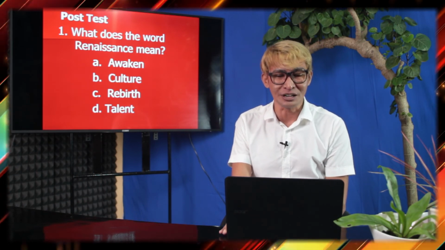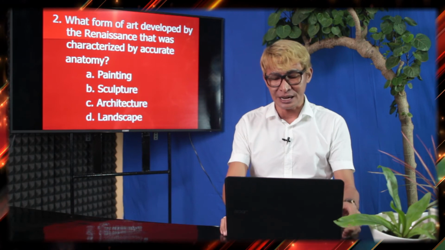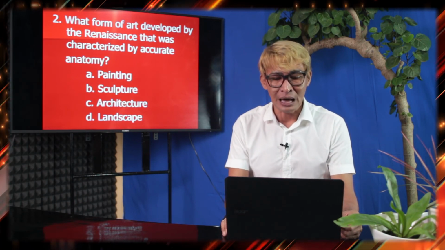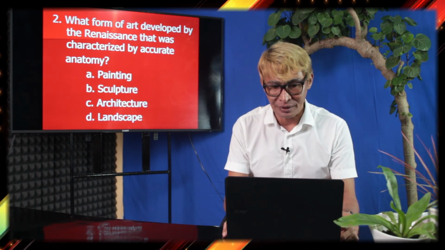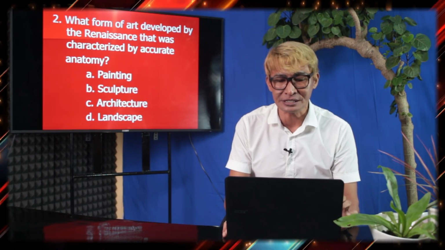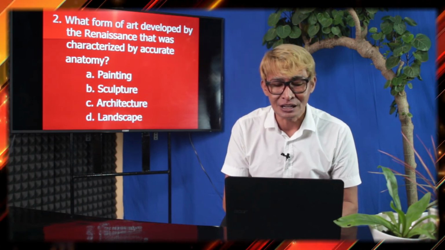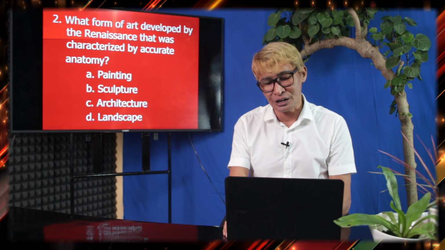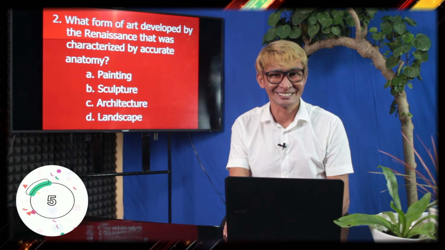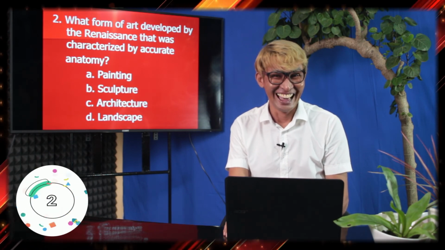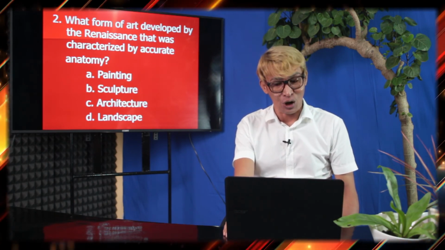Rebirth. Question number 2. What form of arts developed by the Renaissance was characterized by accurate anatomy? A. Painting. B. Sculpture. C. Architecture. D. Landscape. Your time starts now. Okay, the correct answer is letter B, sculpture.